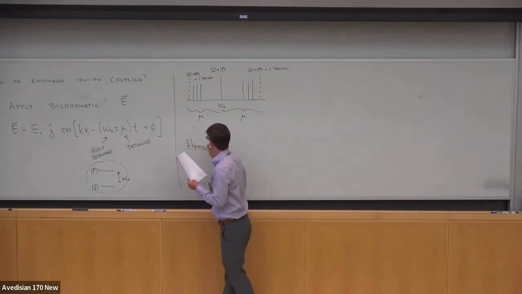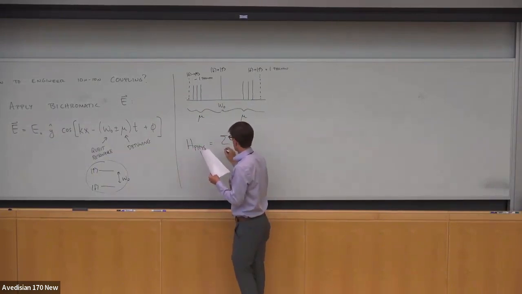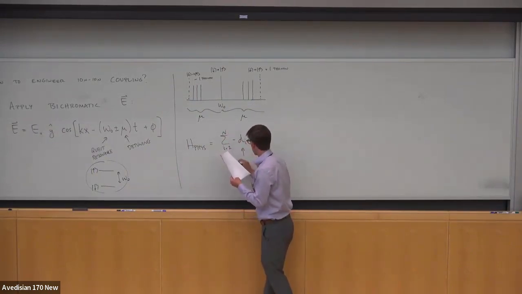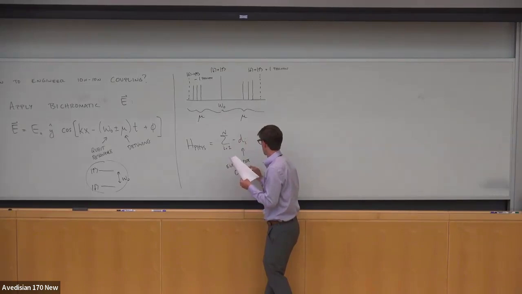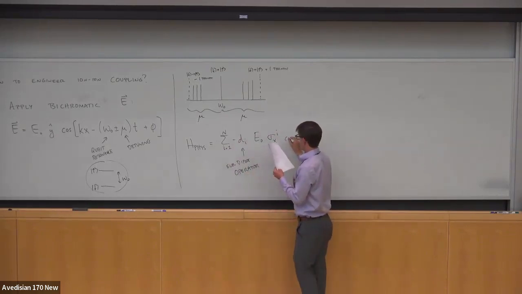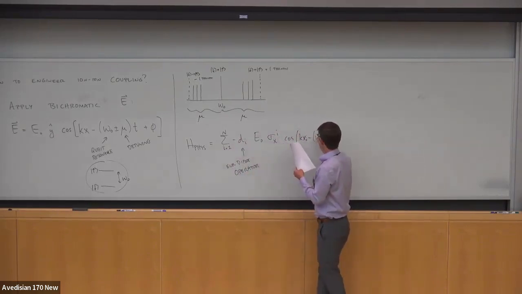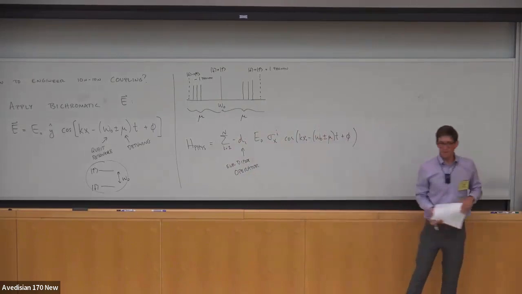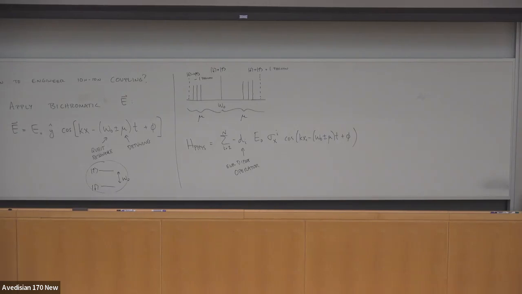that I'm going to write down as equal to a sum over all ions of the electric dipole operator times E0, sigma x_i, cosine of k times x_i, minus omega naught plus or minus mu, times t, plus phi. Okay, so we have an electric dipole operator, we have an electric field amplitude, and we have the sigma x, which indeed is like the Pauli operator, which is telling us that we're having to do something with flipping spins here. Okay. Now the magic.